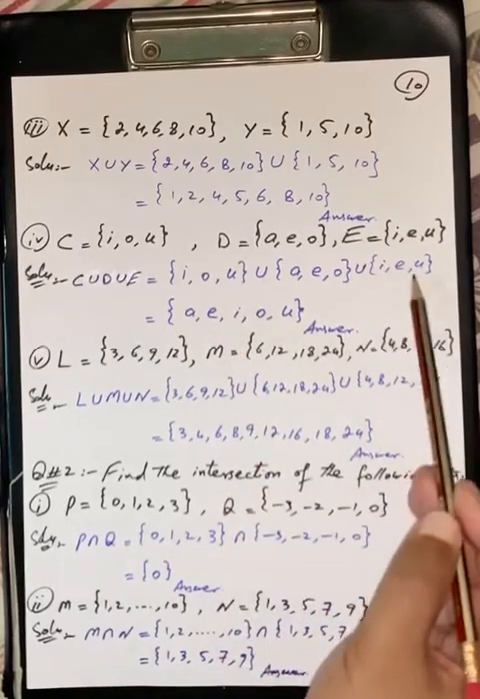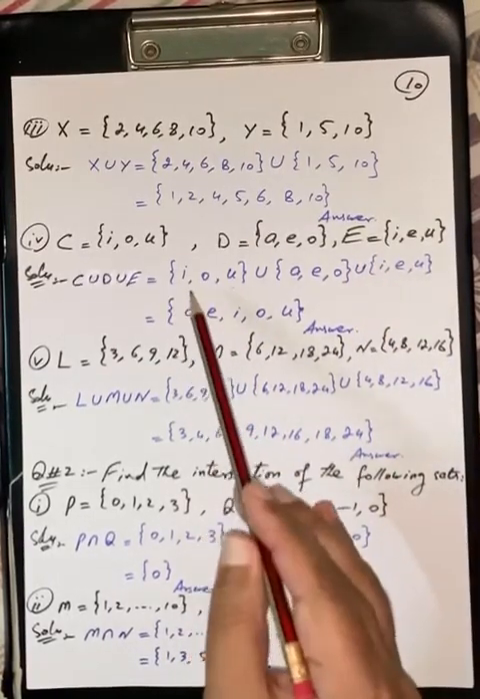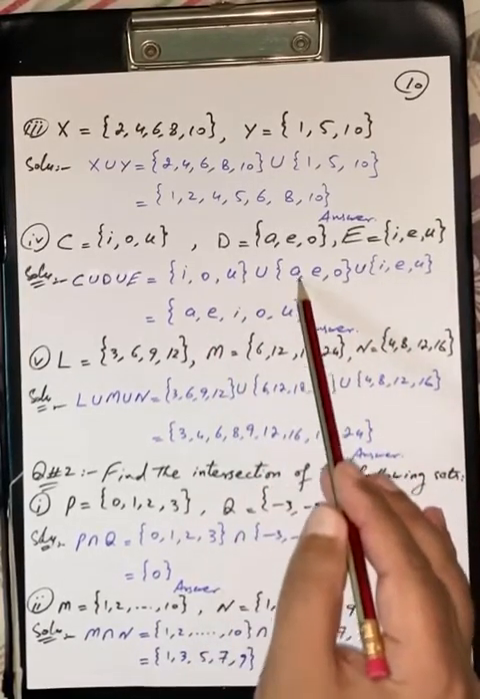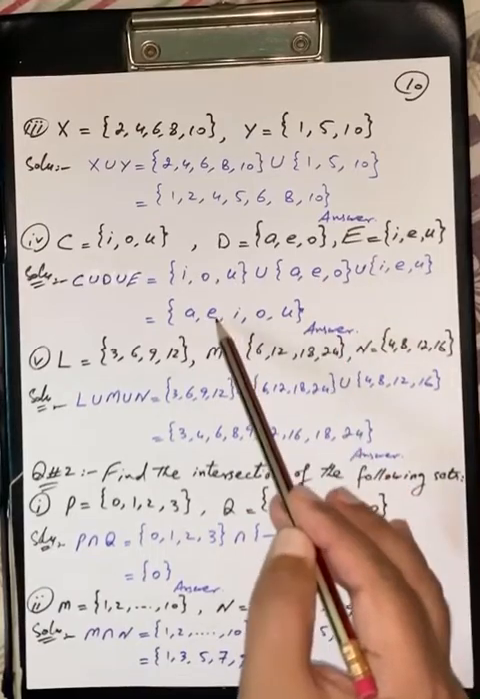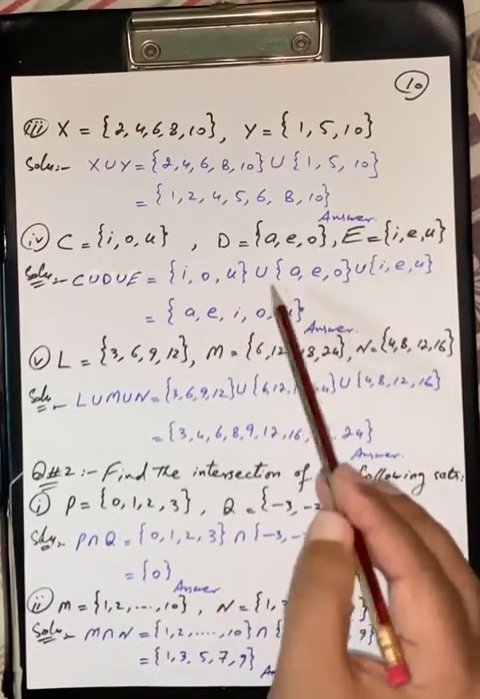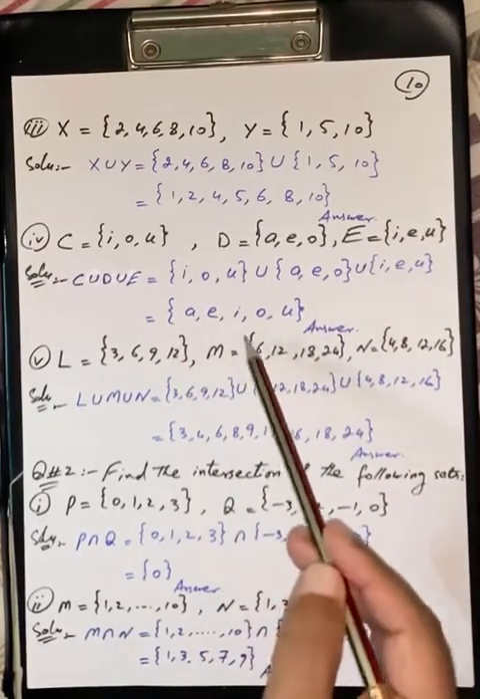So I want to write all in one set consisting of all elements but not repeated. So A, E, I, O, U. Okay, beta? This is the set of vowels. Okay, we studied this already before.